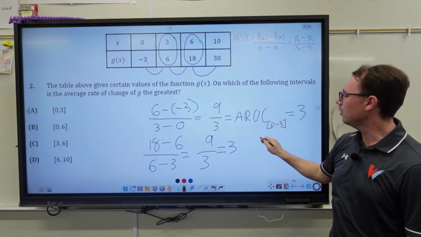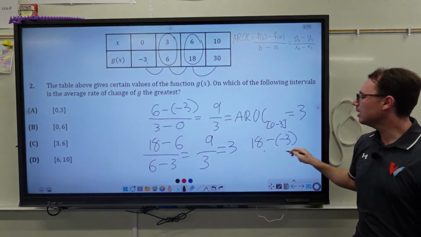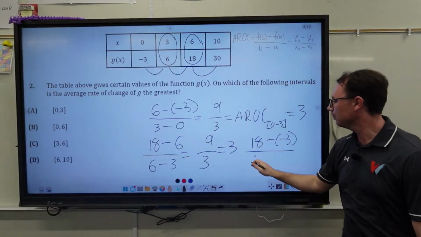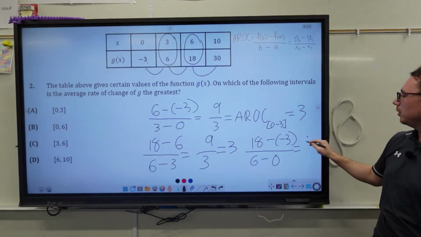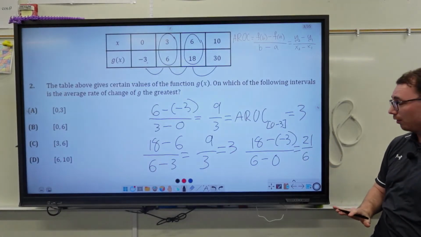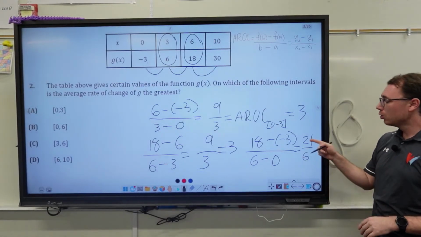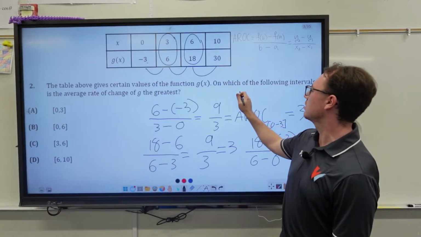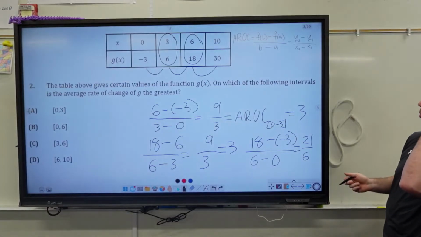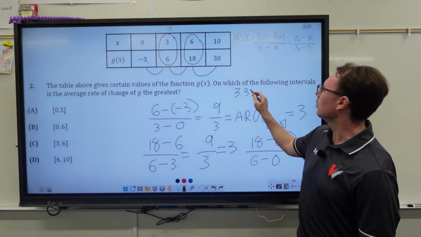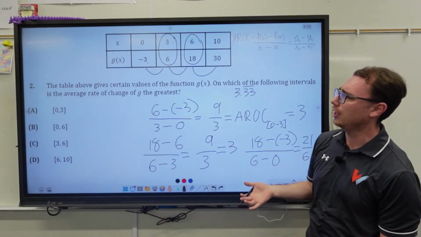If we take that y value of 18, subtract this y value of -3, and take this all over 6 minus 0, we end up getting 18 minus -3 here, which is going to be 21 over 6. 21 over 6 isn't equal to 3. 21 over 6 here is going to give us not 3, 3.33 repeating. Between those 2 points there, we have a larger average rate of change here.